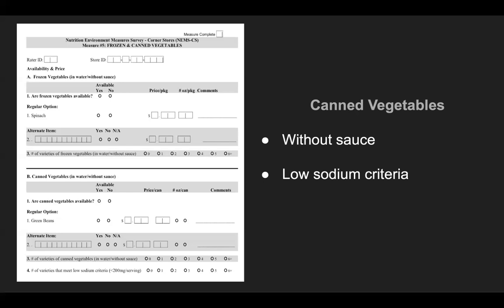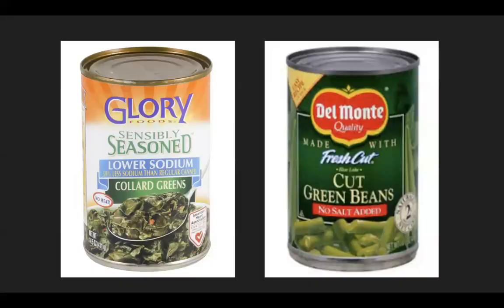And then fill in one alternate item. And then again, you're going to count the number of all of the varieties and fill in the bubble under how many there were total. And that includes green beans plus your alternate item. And then for the low sodium criteria, I will show you that here.